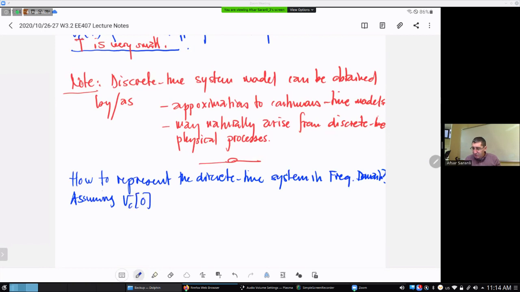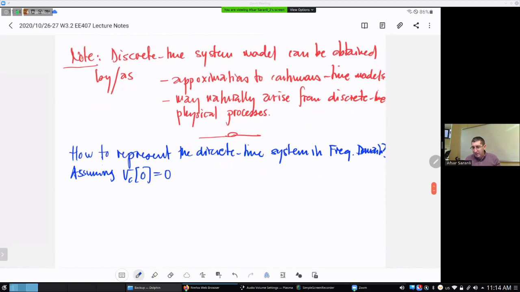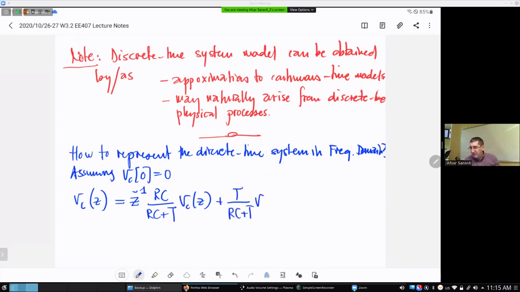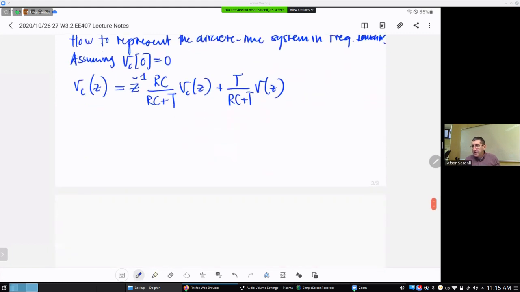Vc at time 0 is equal to 0, essentially we can write this entire difference equation in a Z domain. In this case, the delay operator, you see when I have Vc k minus 1, it's a one time step delayed version of Vc of k. So the delay is represented by z to the power minus 1 in Z domain. So I have Rc over Rc plus T Vc z plus T over Rc plus T V z. So instead of time delayed version of a variable, now I have the same variable.